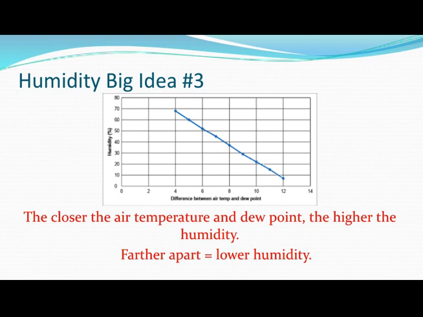So the closer the air temperature and the dew point temperature, the more close those two numbers are to one another, the higher that humidity is going to be. So the further apart they are, the lower the humidity is going to be. So that's what this graph is showing us, right? This is telling us the difference between that air temp and dew temperature. So as that difference gets larger, our humidity level is decreasing.